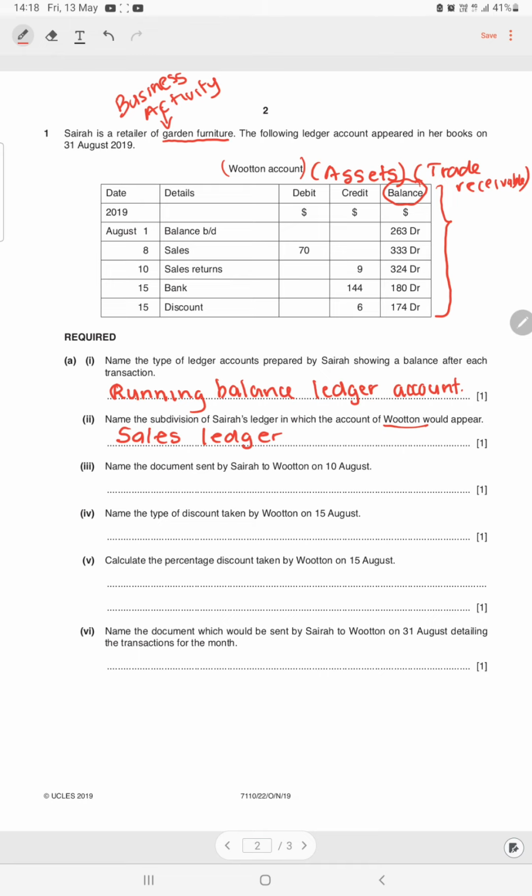Next, name the document sent by Sarah to Bhutan. Okay, that's easy. How you answer these questions, look at the date, 10th of August. Let's go to the 10th of August in your ledger account. On the 10th of August, you can see that it was a sales return. Easy. It's a sales return.